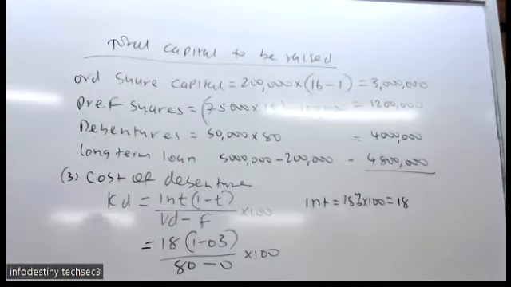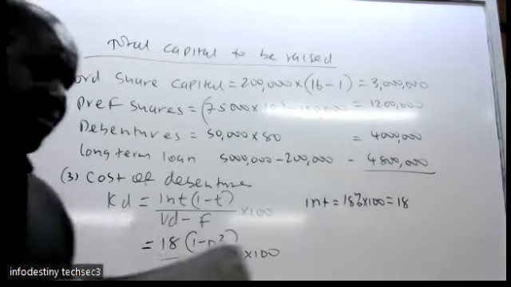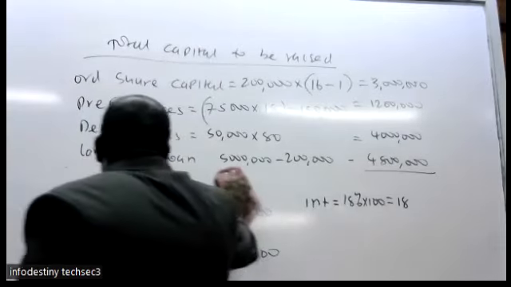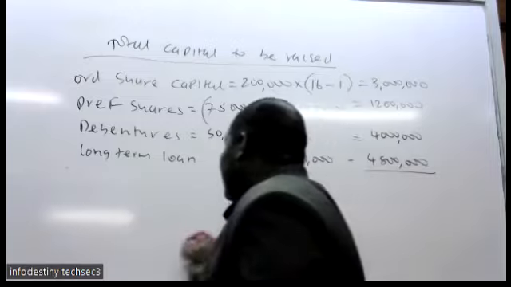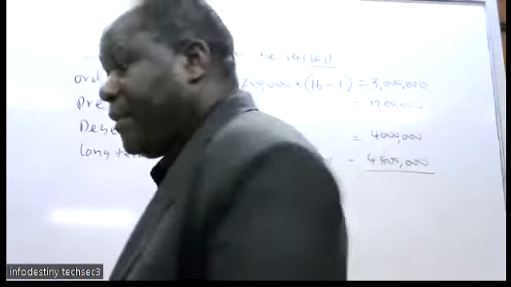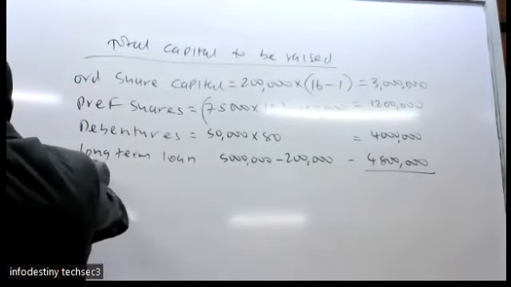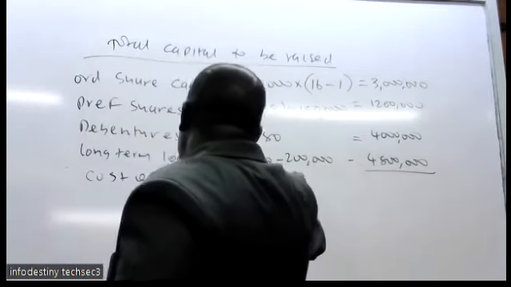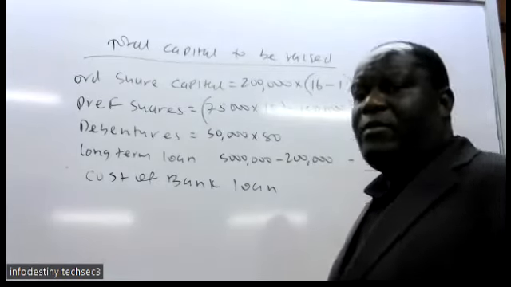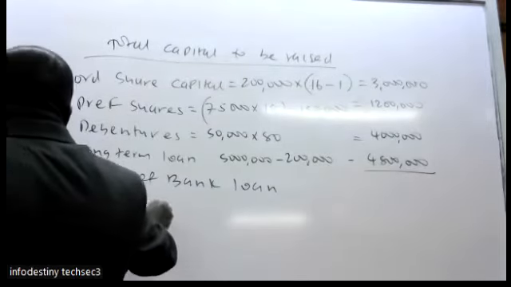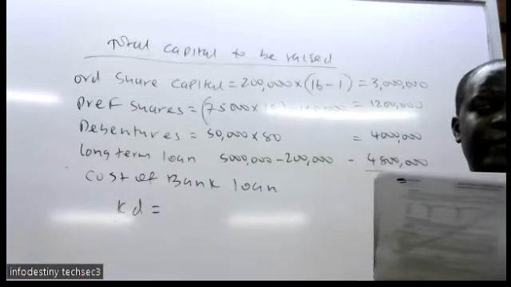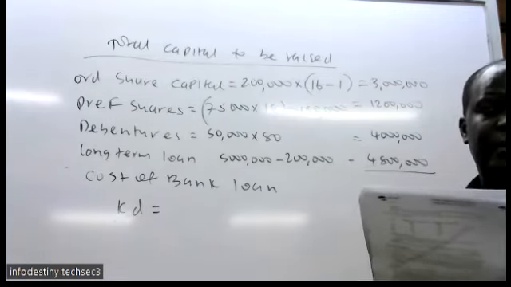The last one is the long-term loan. We also compute the cost of the bank loan in note number 4. To get the cost of the bank loan, simply take the interest rate and tax it. So in note number 4, what are we given as the interest rate?